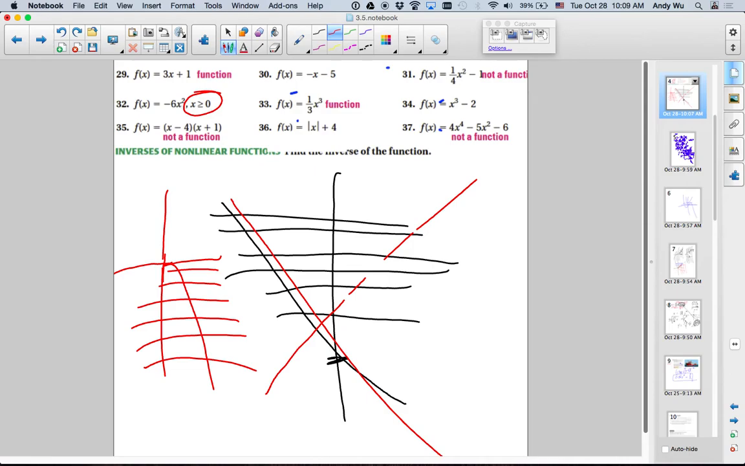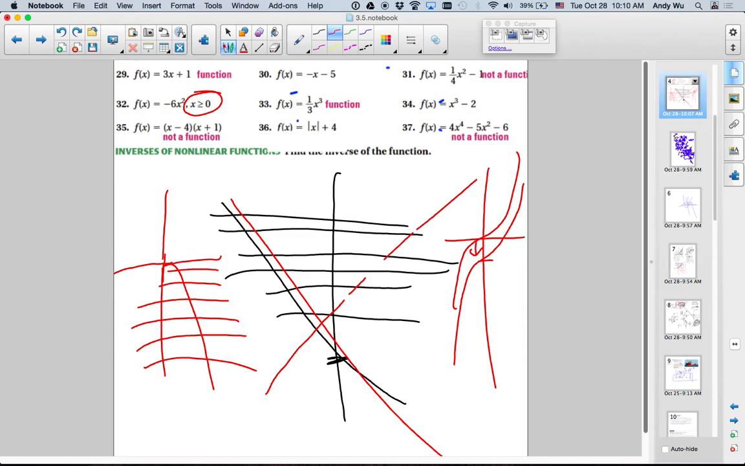Number 34, we have the parent function minus 2, which means we shift it down, and it still looks like a parent function. The inverse is a function, right? 36 is interesting. Okay, think about it. Talk to your shoulder partner. Tell them why you think it is or is not a function for the inverse.